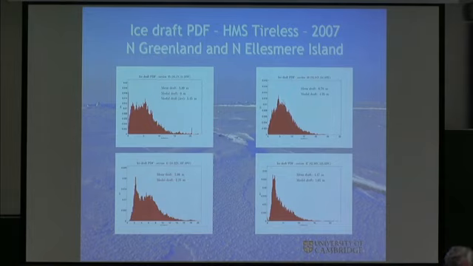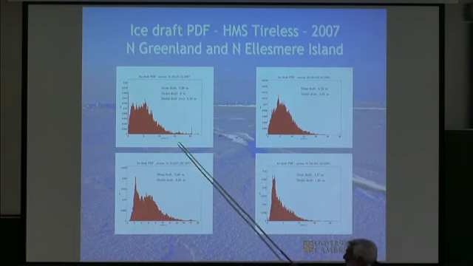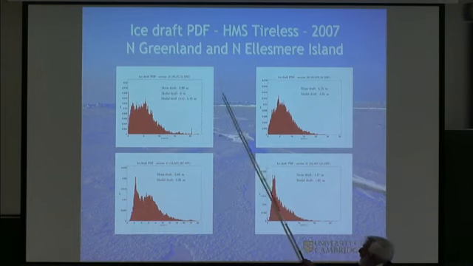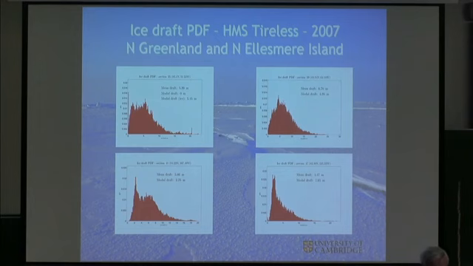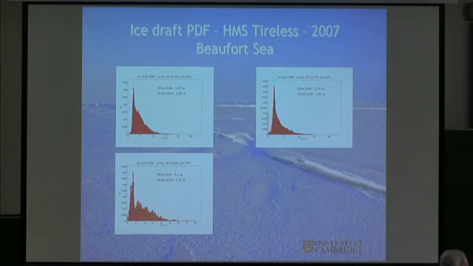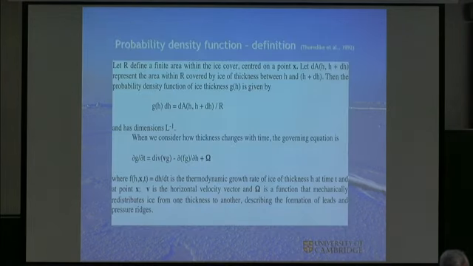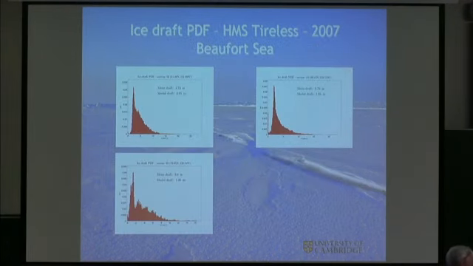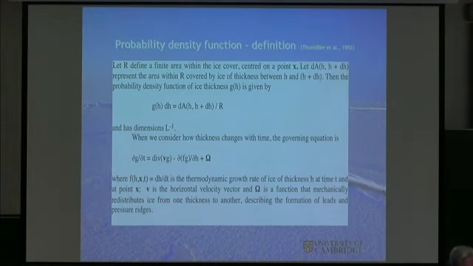Here's another area which has got some very thick undeformed ice, some multi-year ice. This is off northern Greenland, and we find that the same thing happens. How does this happen? This is an unsolved question, which I'll leave with you. We don't know why the thick end of the distribution of ice thickness is a negative exponential.